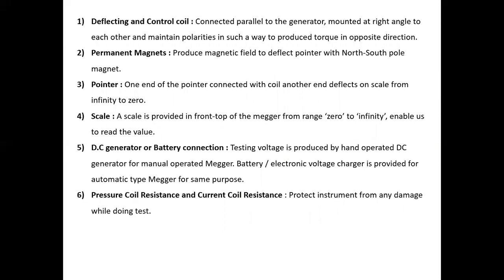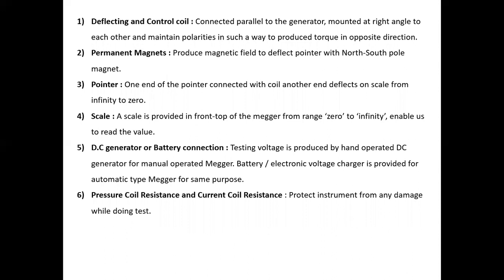These are the main topics of the construction. First one is deflecting and controlling coil connected parallel to the generator, mounted at right angle to each other. The deflecting coil and controlling coil are mounted perpendicular to each other, 90 degrees, and maintain polarities in such a way as to produce torque in opposite directions. Means controlling torque and deflecting torque are opposite to each other. The deflecting torque deflects the pointer and controlling torque controls the pointer.